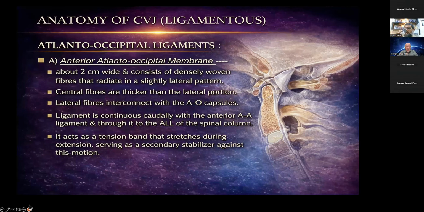The anterior atlanto-occipital membrane is about 2 centimeters wide and consists of densely woven fibers that radiate in a slightly lateral pattern. Central fibers are thicker than the lateral portion. Lateral fibers interconnect with the AO capsules. The ligament is continuous caudally with the anterior atlas and axis ligament, and through it to the anterior longitudinal ligament of the spinal column. It acts as a tension band that stretches during extension, serving as a secondary stabilizer against this motion.